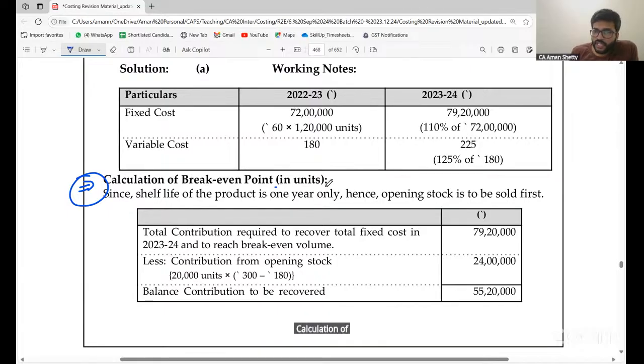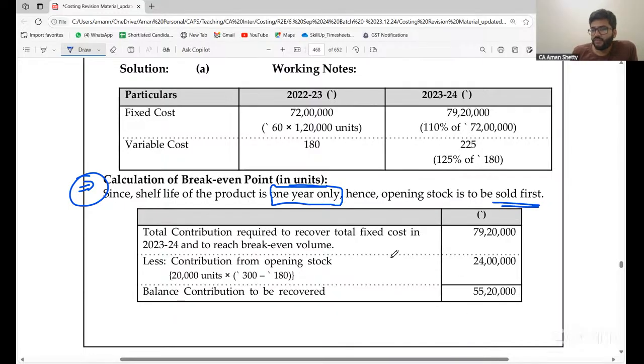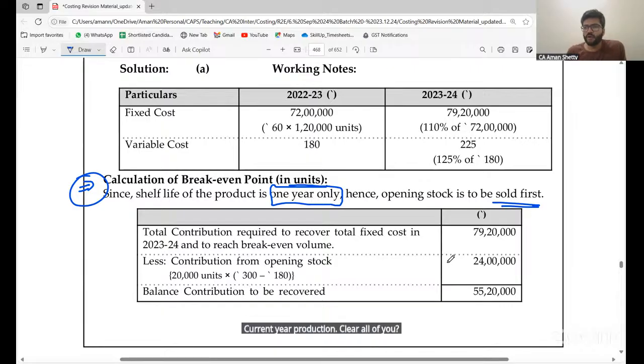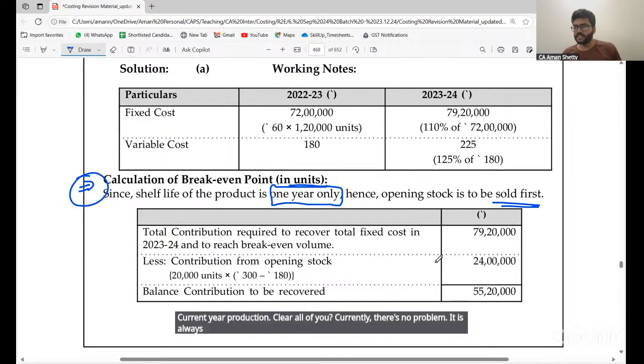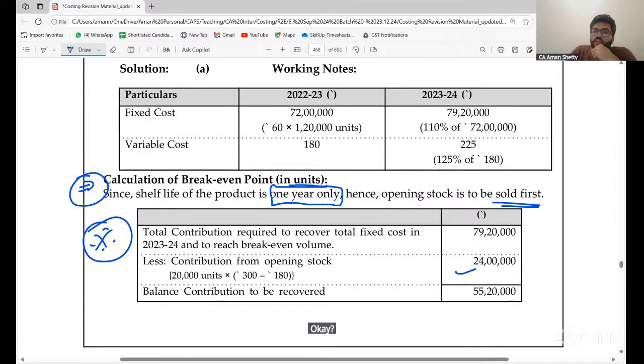Calculation of break-even point in units. Since the shelf life of the product is 1 year only, opening stock has to be sold first. Understood, all of you? Because the cost of the opening stock is given at a different rate when compared to your current year production. Current year, there's no problem. It is always at variable cost when it comes to marginal costing. But for opening stock, you don't know at what value it has to be taken. That they have given. So therefore, first opening stock and then you have to take the cost. This is what is important in this problem. Understood, all of you? Yes, sir.